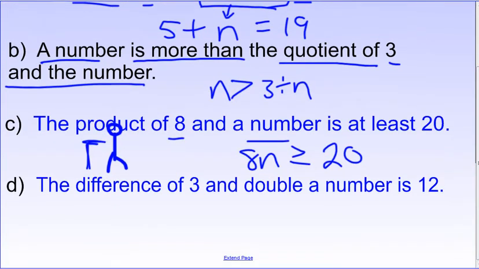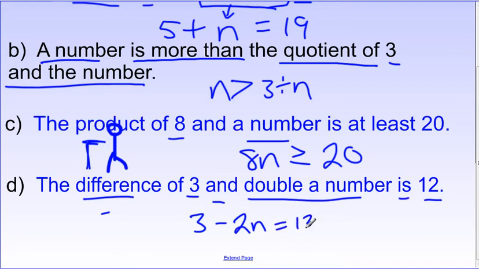Letter D. The difference of 3 and double a number is 12. So the difference, we're subtracting. So we're subtracting 3 and double a number. Well, if you're doubling something, it's 2 times that number, and that is 12. So 3 minus 2n equals 12. The difference of 3 and double a number is 12.